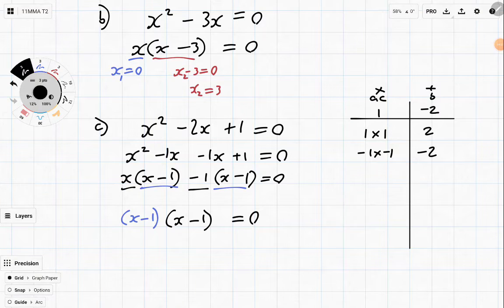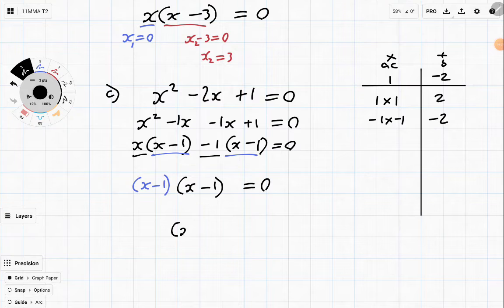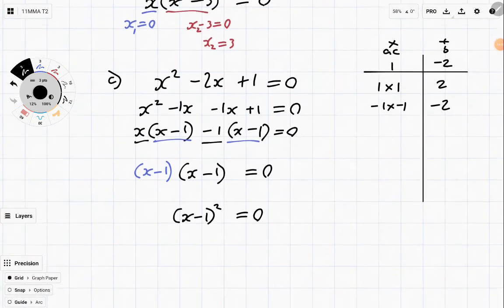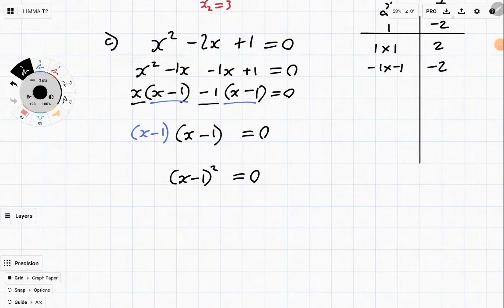Except, that's curious. What's x minus 1 times x minus 1? It's x minus 1 squared. So this is indeed only going to have one solution, and using null factor law, we could say that that one solution is going to be x minus 1 equals 0, so x is equal to 1.